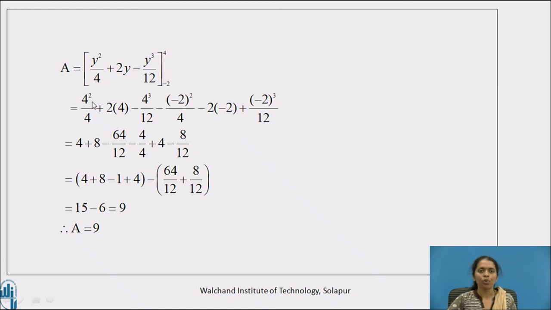which is equal to 4 square by 4 is 4, plus 4 into 2, 8, minus 64 by 12, minus 4 by 4 plus 4 minus 8 by 12, which is equal to, now let us collect all the integers in one bracket, 4 plus 8 minus 1 plus 4, minus, let's have the minus sign common from these two rational numbers, and in another group it is 64 by 12 plus 8 by 12, which is equal to 15 minus 6, that is 9. Therefore, area A is equal to 9.